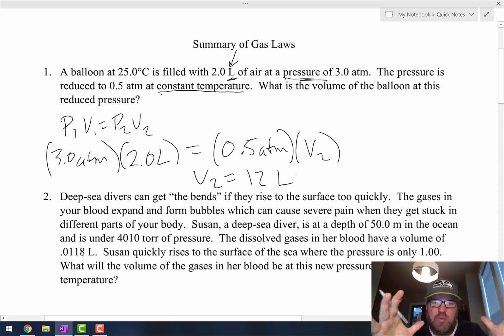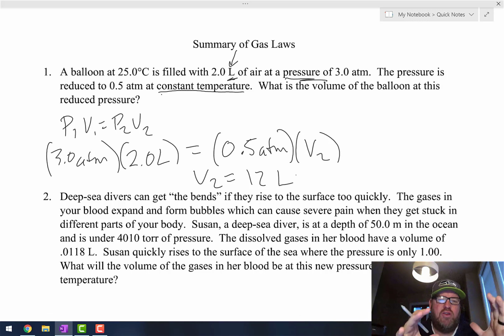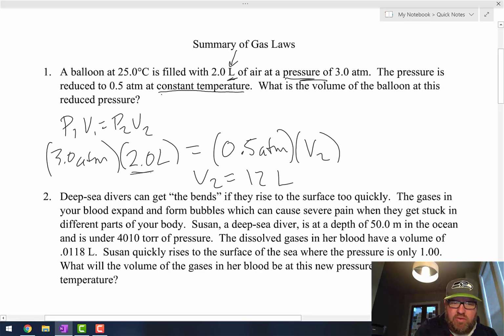Okay? And again, the pressure drops by a whole bunch. If the pressure dropped by a whole bunch, it had to have happened because the volume got bigger, and it did. The volume went from 2 liters to 12 liters.